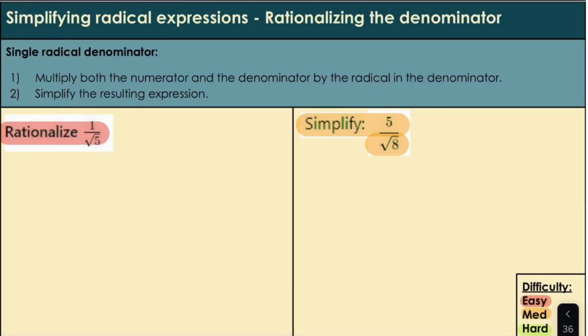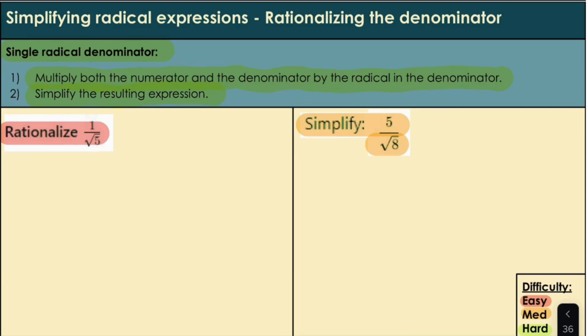Today we learn how to rationalize the denominator in radical expressions. First up, we focus on single radical denominators. We'll follow these two basic steps. We'll multiply both the numerator and the denominator by the radical in the denominator. Then we'll simplify the resulting expression.